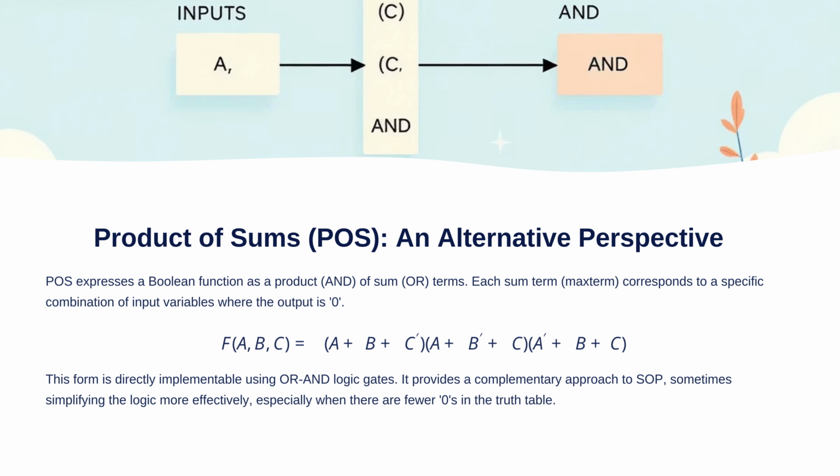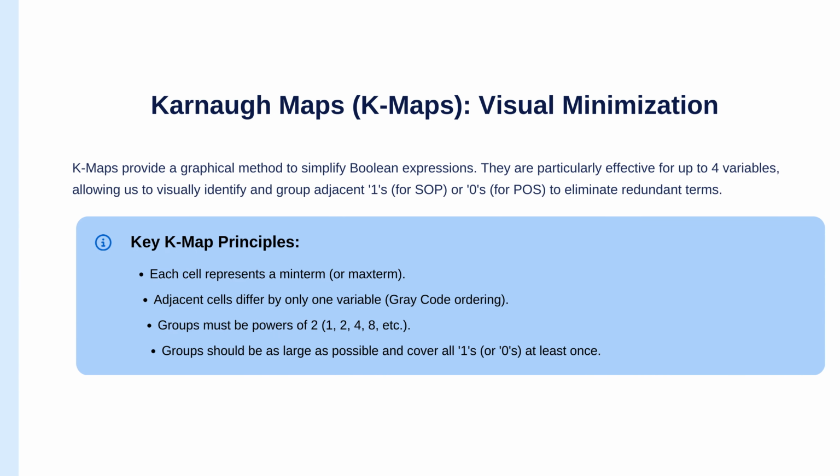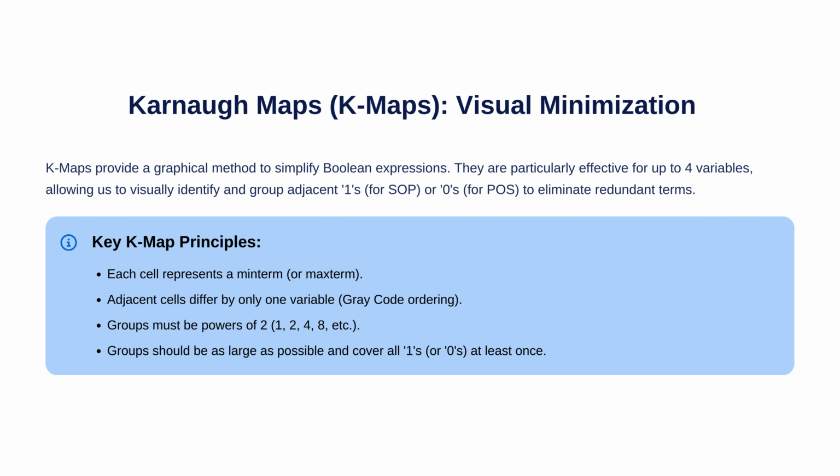Product of sums, POS, an alternative perspective. POS expresses a Boolean function as a product, AND, of sum, OR, terms. Each sum term, maxterm, corresponds to a specific combination of input variables where the output is 0. This form is directly implementable using OR and AND logic gates. It provides a complementary approach to SOP, sometimes simplifying the logic more effectively, especially when there are fewer zeros in the truth table.